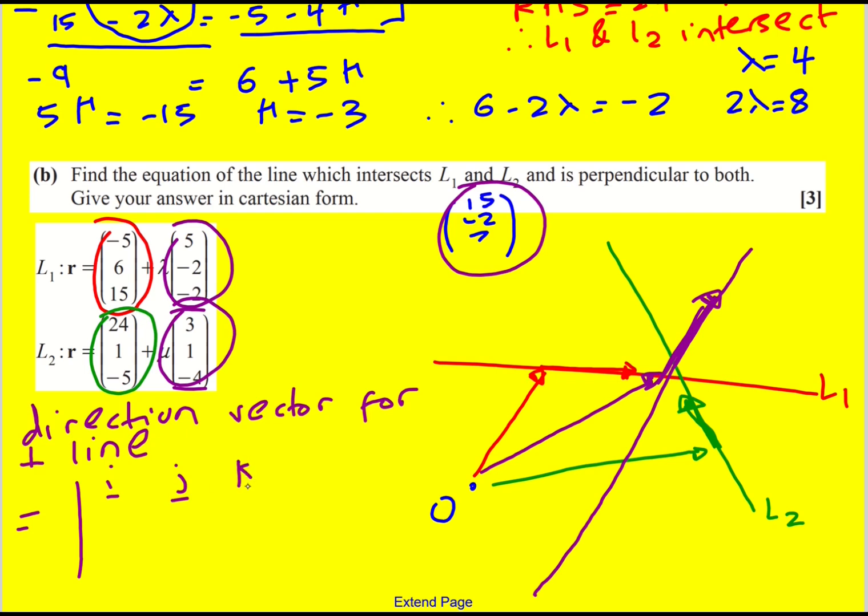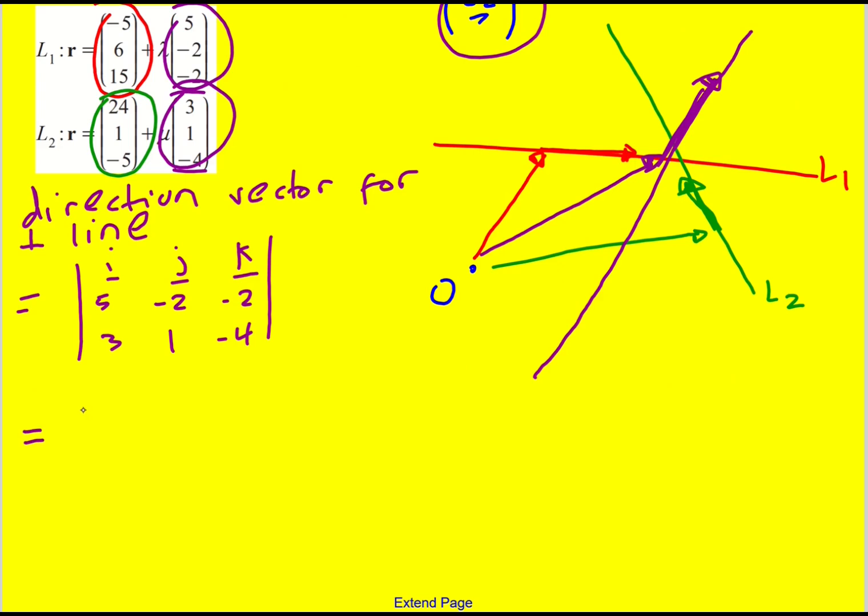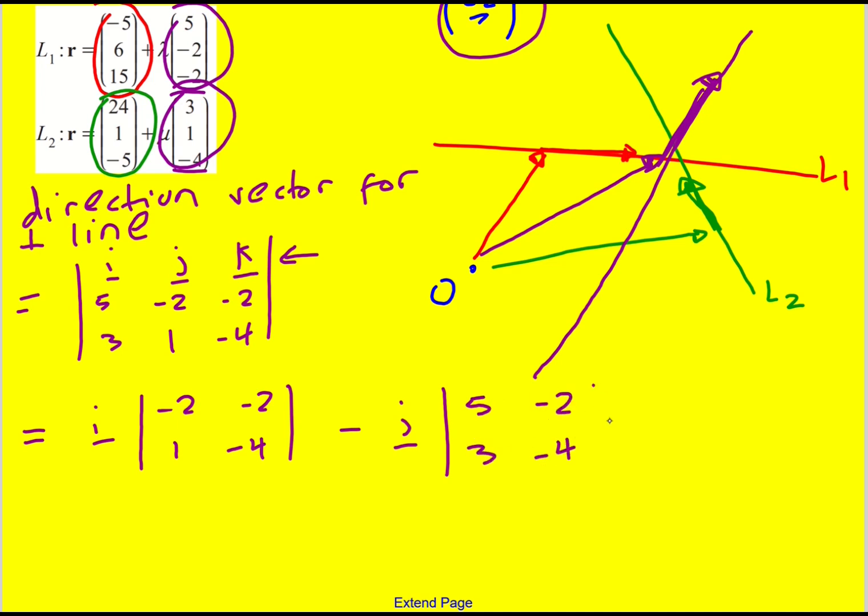i, j, k, so this determinant, then 5, -2, -2, 3, 1, -4. So let's expand it along the first row. So it's going to be i, then -2, -2, 1, -4. This one's positive because you do -1 to the 1 plus 1. The row and the column are both 1. The next one is going to be minus j because it's -1 to the 1 plus 2. First row but second column. Then cross this out. 5, -2, 3, -4.